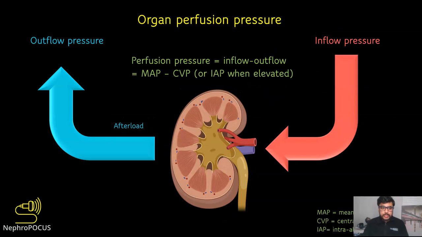And when you look at the organ perfusion pressure, which is the end goal of assessing hemodynamics and trying to optimize them, the perfusion pressure is the difference between inflow and outflow. For example, the global kidney perfusion is the difference between mean arterial pressure and central venous pressure, that is right atrial pressure. Or you take it as intra-abdominal pressure when it's elevated. So the central venous pressure is essentially like afterload of the organ. So even if the mean arterial pressure is well preserved, if the central venous pressure is offering resistance to the kidney flow, the perfusion is ultimately impaired.